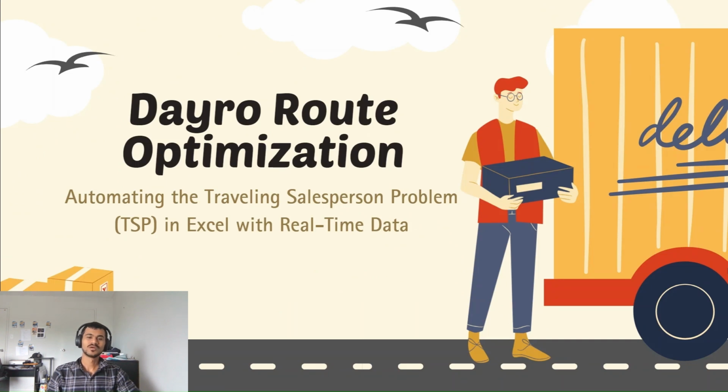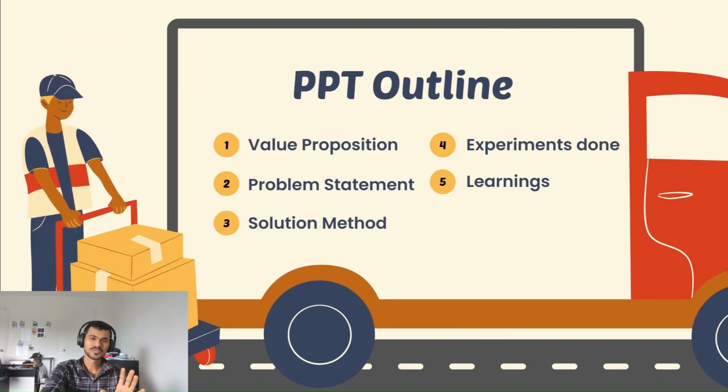Hello everyone. I want to give you a brief about my project, which is about optimizing a route for Dairo restaurant franchisee using the traveling salesperson problem. I will be doing it in Excel and with the constraints that can change in real time. The whole presentation will be divided into these five subtopics.